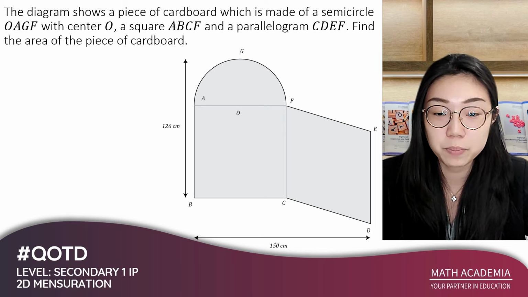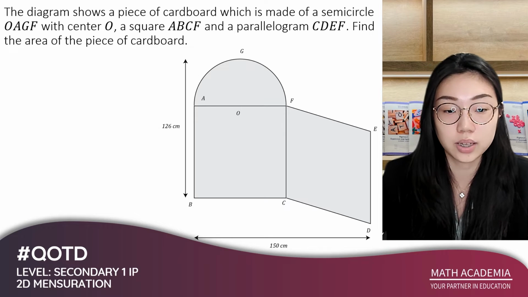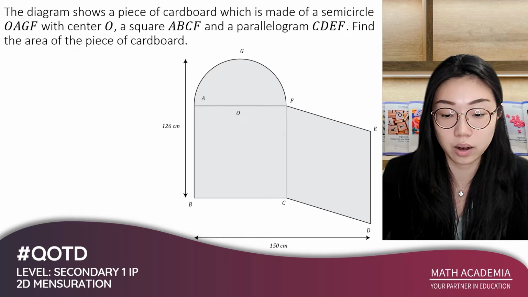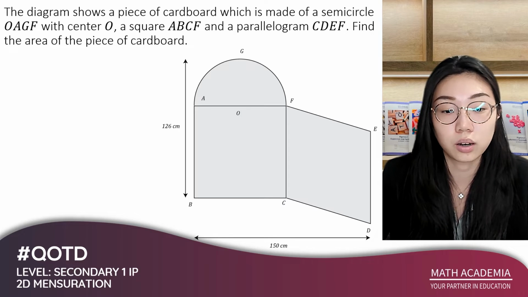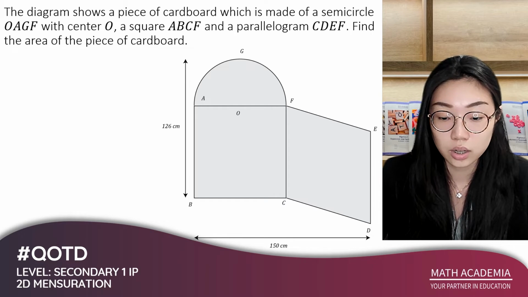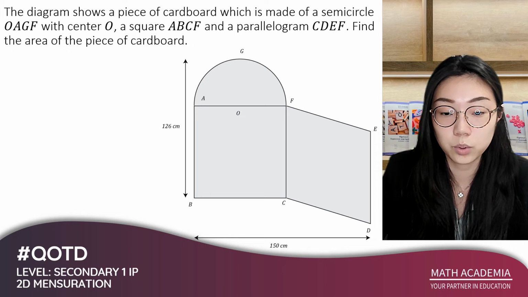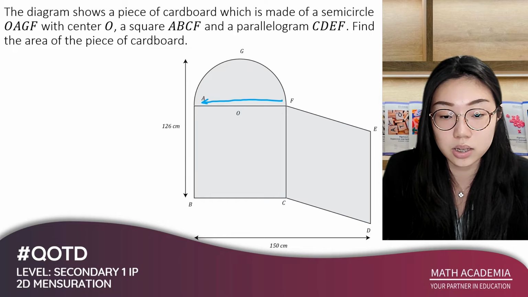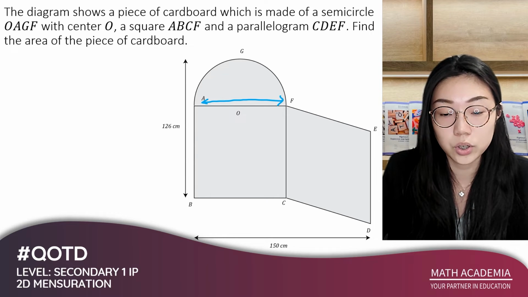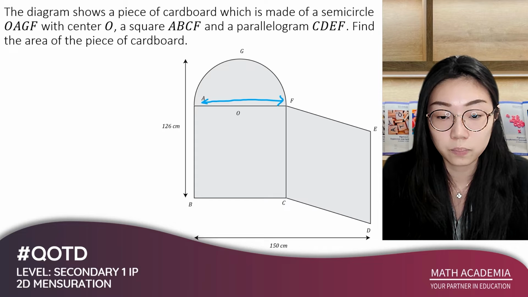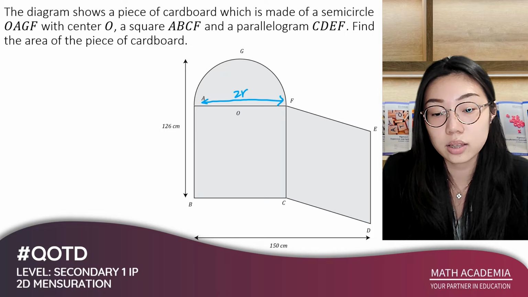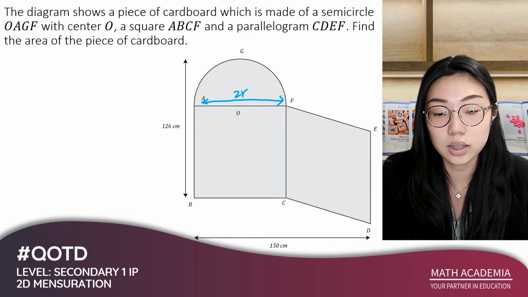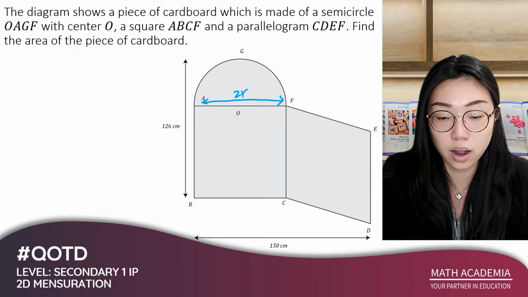The diagram shows a piece of cardboard which is made of a semicircle, a square, and a parallelogram. The question wants us to find the area of the piece of cardboard. So first, by studying the diagram, we will realize that AF is the diameter of the semicircle, which can be reflected as 2r. With that, we can conclude that the side of the square is 2r.